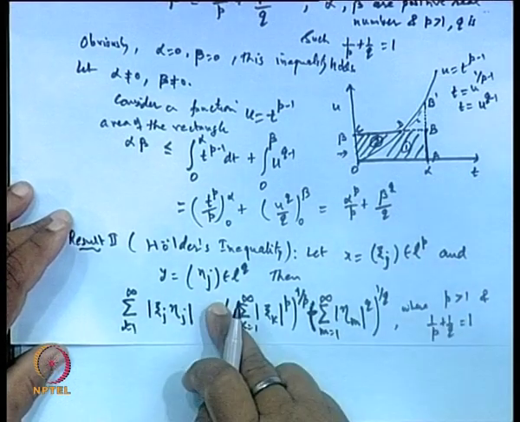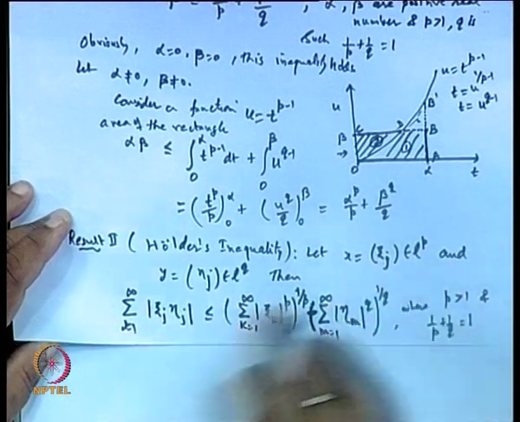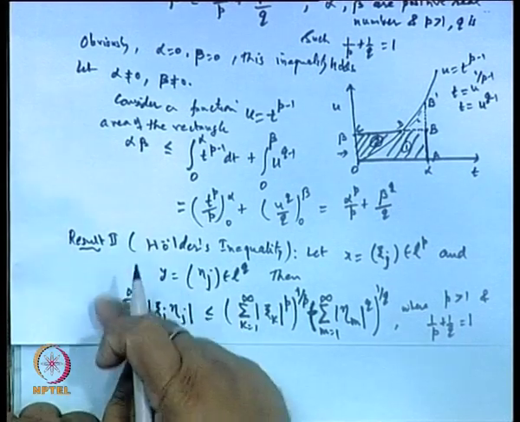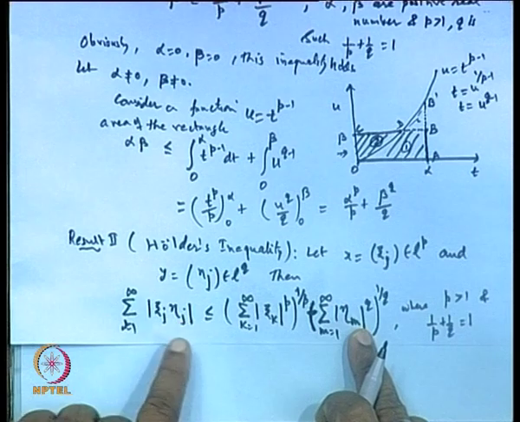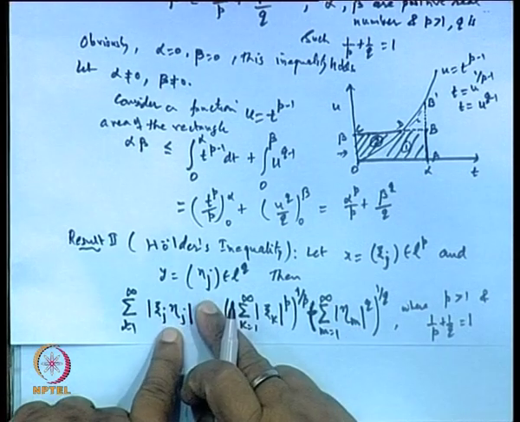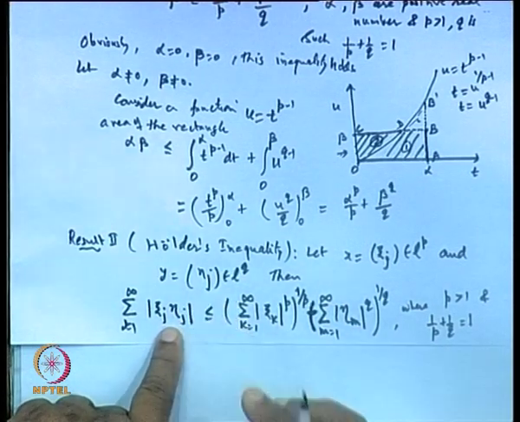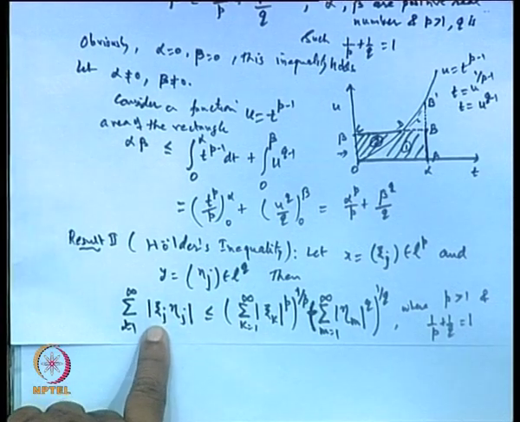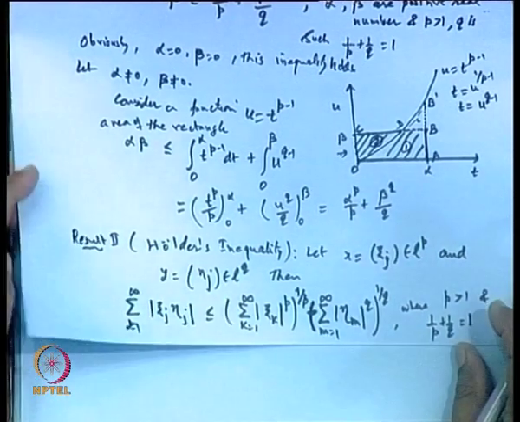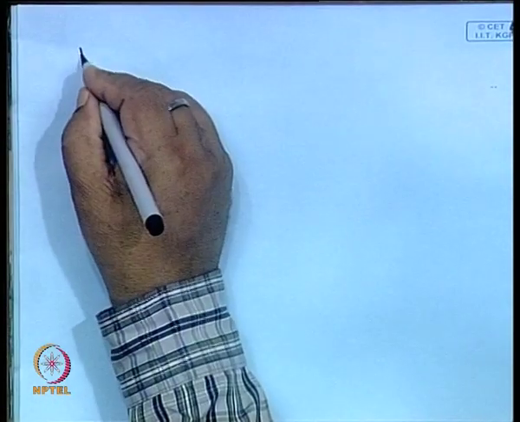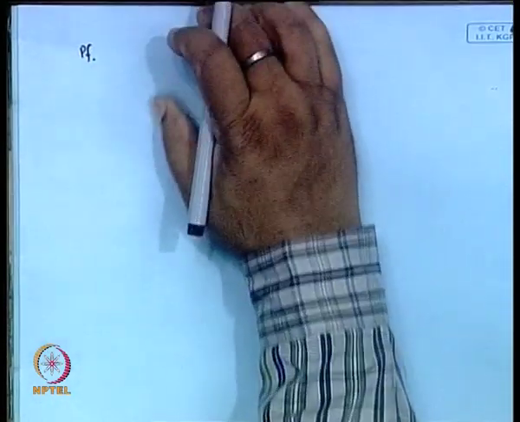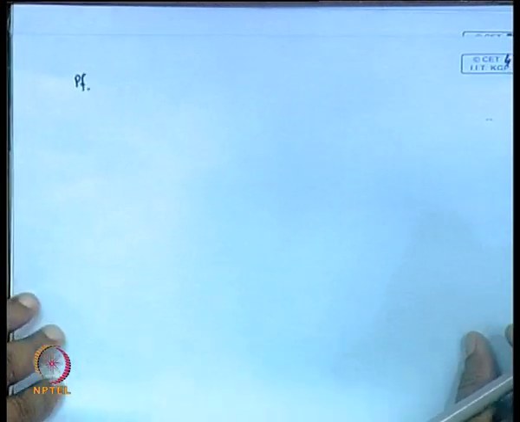Now, this inequality is known as Holder's inequality, and this is valid for all sequences x which are in l p and y which are in l q. So, the product will be in l 1. This is a series. If the right hand side converges, this will be finite. So, basically the product of these two sequences, xi and eta, coordinate wise, will be in l 1. Okay. So, that is clear. Now, let us see the proof of this first result.